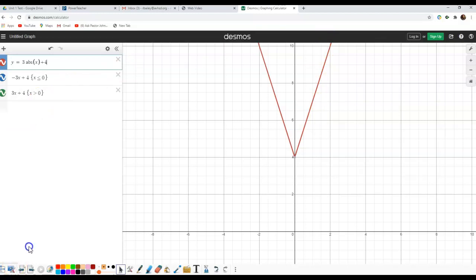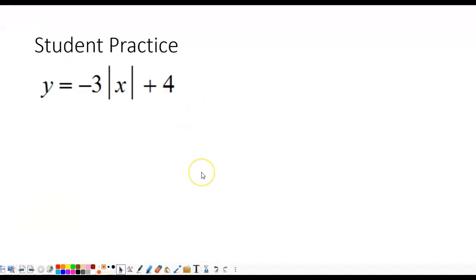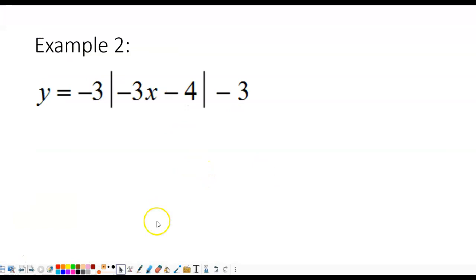So before we call it a day, I want to show you guys how to graph one more type of problem. Let's continue our lesson. And it's something that we've seen a couple of times. Let's go ahead and do example 2.